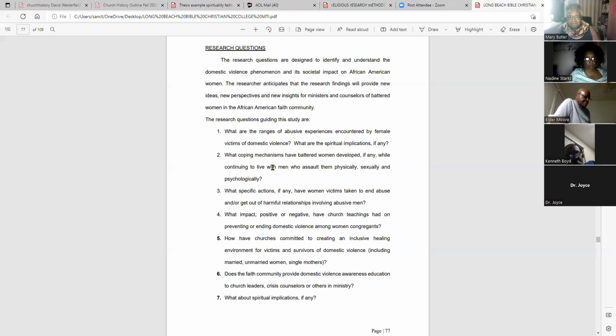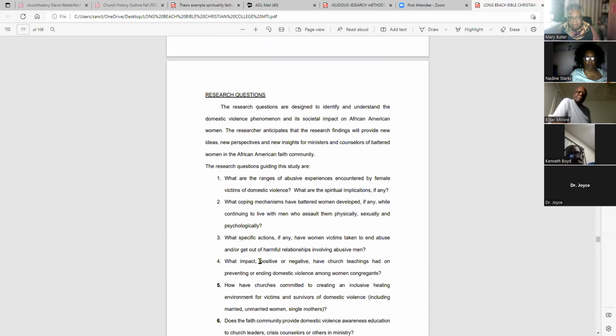But here's your research. Elder Moore, when you get your paper, you'll see how that is arranged. Okay? And with Elder Sandejas, I also kind of put him in there so that he can see his paper, see what he has to do. So you've got to have some research questions, because this is what you're trying to find out.